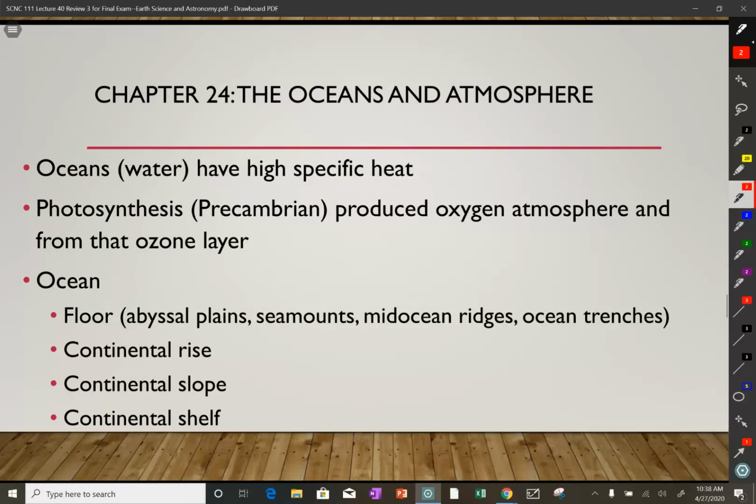Okay, getting more specific into oceans. Ocean's very near and dear to my heart as a Californian. The water has a high specific heat, so it keeps the coastal temperatures much more moderate. That is, they don't heat up as much, they don't cool down as much. So the temperature does change, but it's not as much as it does inland.